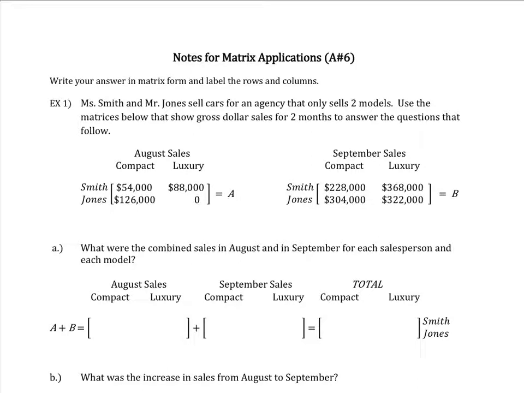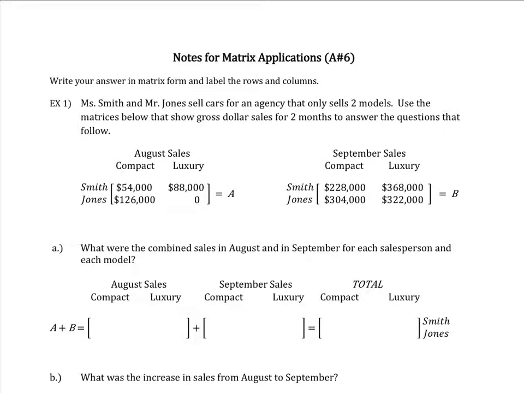The first example here, we have some directions. It says write your answer in matrix form and label the rows and columns. Okay, so Miss Smith and Mr. Jones sell cars for an agency that sells only 2 models. Use the matrices below that show the gross dollar sales for 2 months to answer the questions that follow.